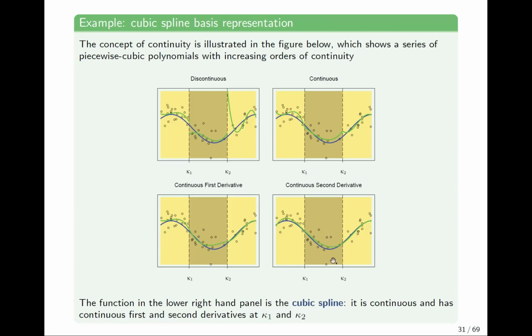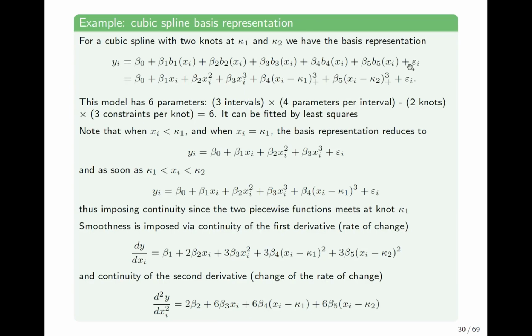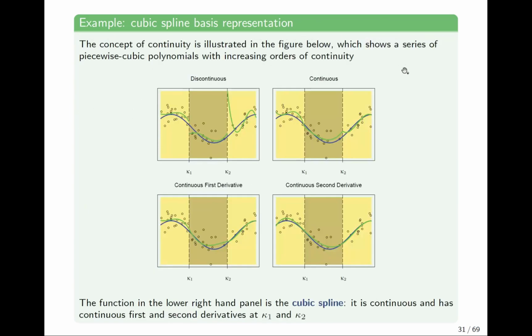So this function in the lower right hand panel is the cubic spline we've discussed. It's this cubic spline here. It has continuous first and second derivatives at kappa 1 and kappa 2, and it provides a nice approximation to the cubic function that we're trying to estimate across the range of the data.